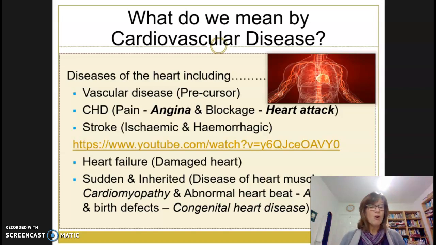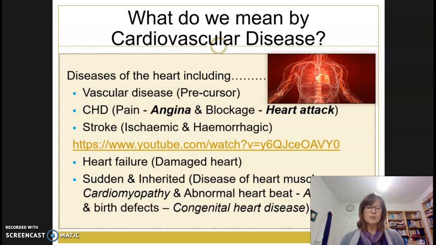There's a whole range of inherited conditions affecting the heart muscles and heart valves, and there's a whole host of different things that cause abnormalities in the beating of the heart. So there's a lot of different things that we need to consider and be aware of.